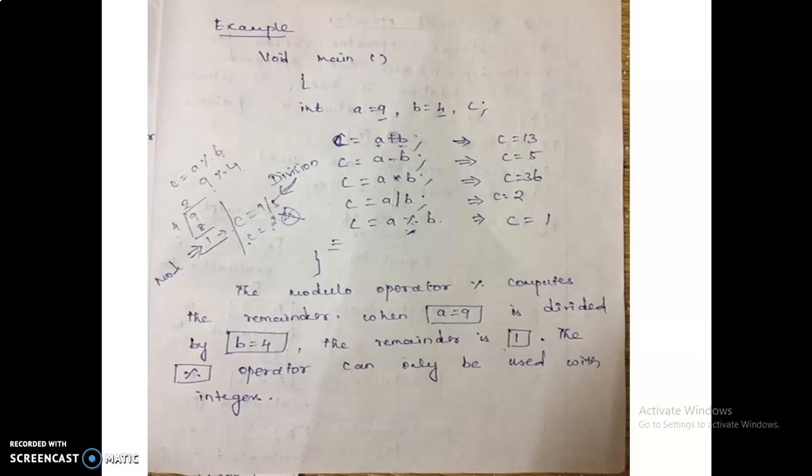One of the important things here is that the mod operator can only be used with integers. For example, only integer numbers are used for the modulo operation, not real numbers or doubles, like that.